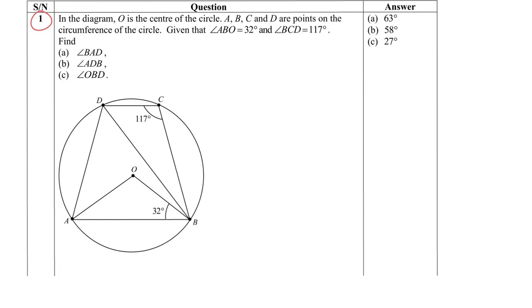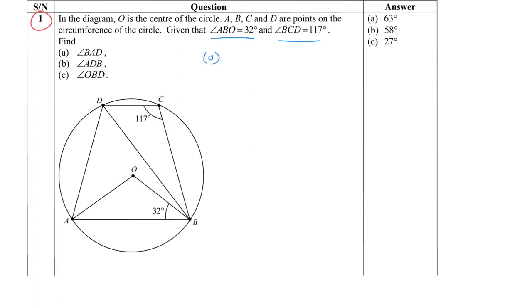So now I'm just going to go through a few questions on circle properties and apply the angle properties that we need to know. So first and foremost, let's take a look at the information in the question. O is the center of the circle, A, B, C, D are points on the circumference. Okay, very crucial, A, B, C, D. Next, angle ABO is 32 and angle BCD is 117. Great, they are all marked out already.